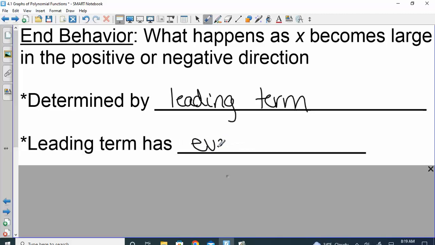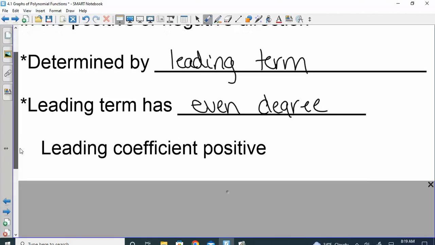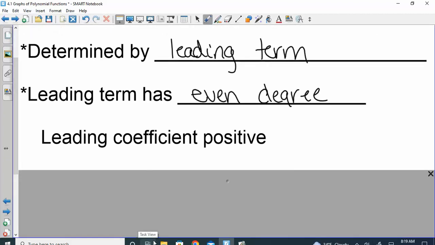So if it has an even degree, as long as it's positive, so a positive x squared, a positive x to the fourth, what's it going to look like? Regular. Yeah. Now, if you are looking in MathXL, it may say something like as x goes to negative infinity, f of x goes to positive infinity, and as x goes to infinity, f of x goes to infinity.